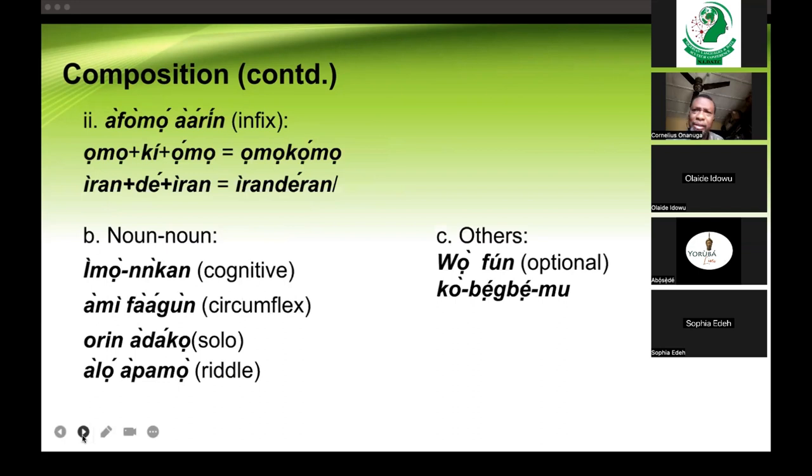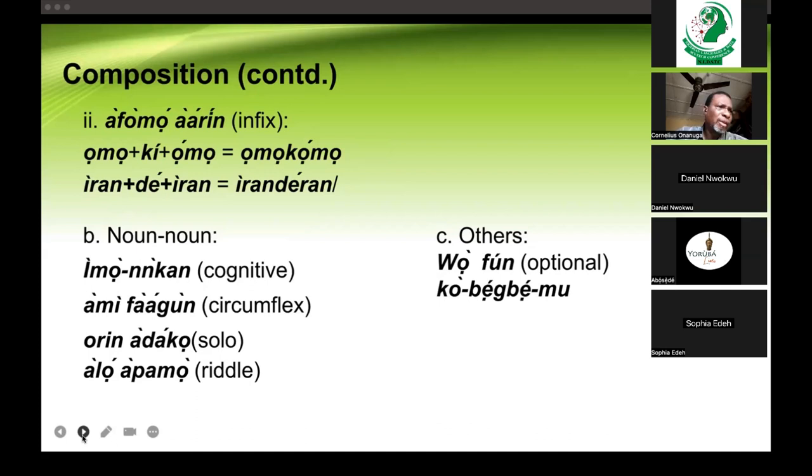Then we have, through composition again, Afumo Aarin, which exists in the language but is hardly used for coining new words. We have Afumo Aarin as in Omo Ki; Ki there is an infix. Iran, De Iran, from generation to generation; De there is an infix, but this is not very common in coining new words, as the previous one with prefixes. Suffixes are hardly notable in the Yoruba language, so I won't be talking about them.